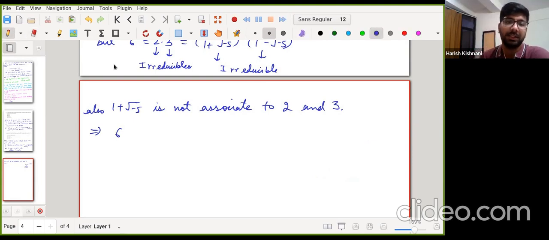Okay, so 6 doesn't have a unique factorization.